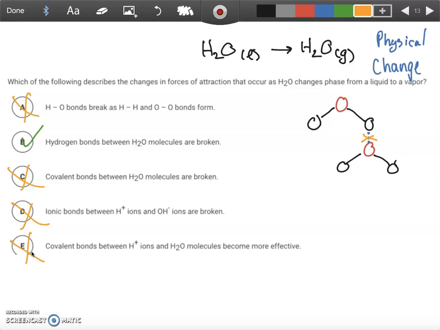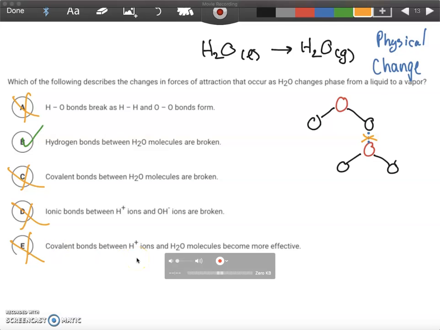Okay, ladies and gents, what you're going to do now is you're going to continue with the rest of the Nearpod activity. It's going to go over a series of particulate drawings as well as multiple choice questions all about physical and chemical changes.